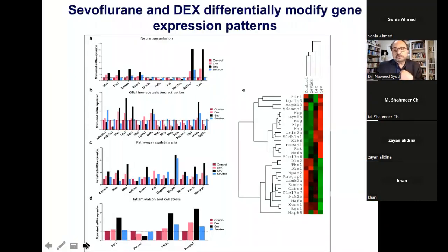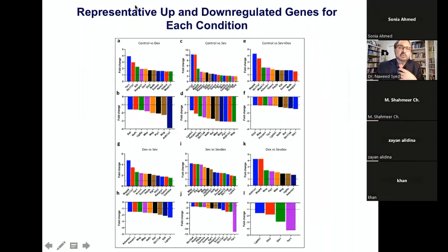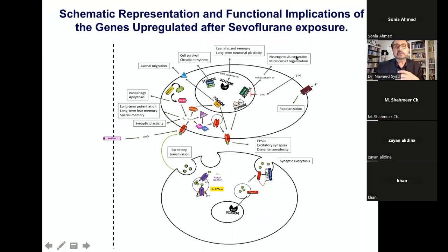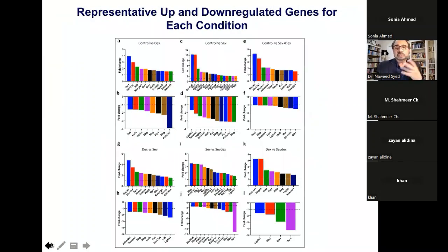When we looked at it, we found that there were actually several genes that were altered. Sevoflurane and dexmedetomidine differentially modified gene expression patterns in a large number of these genes. Many of these genes are linked to a number of cellular functions, and they are either downregulated or upregulated. Often, when we use both dex and sevoflurane, we see that the gene expression patterns are very similar. Genes that are altered by sevoflurane can be rectified, or their expression patterns prevented, when we pre-treat with dexmedetomidine.